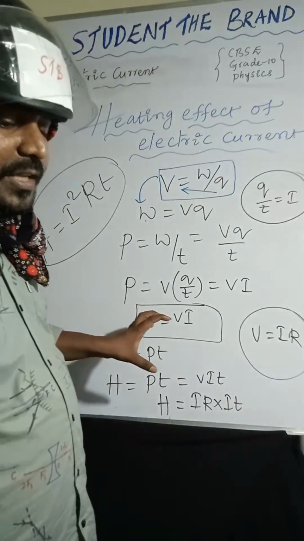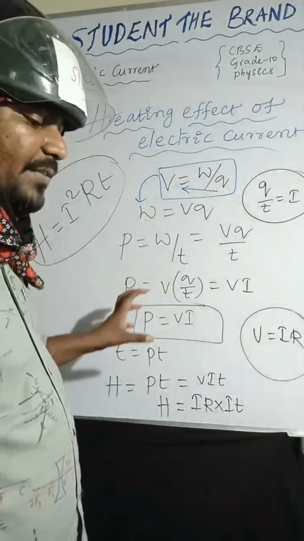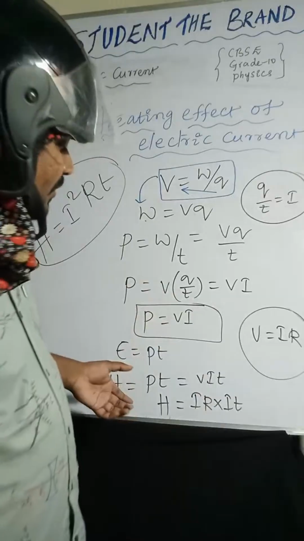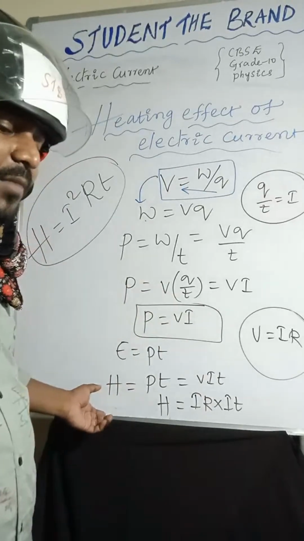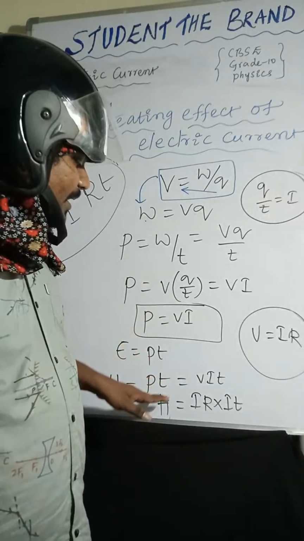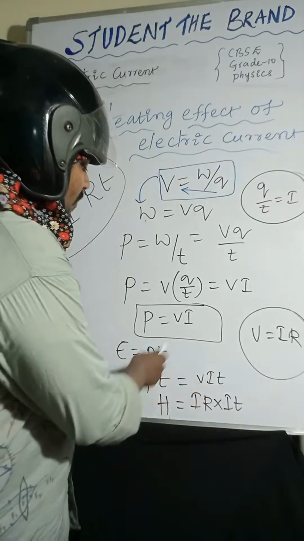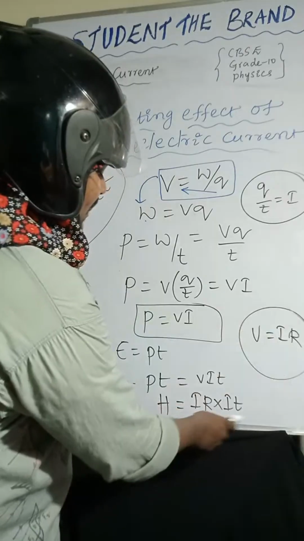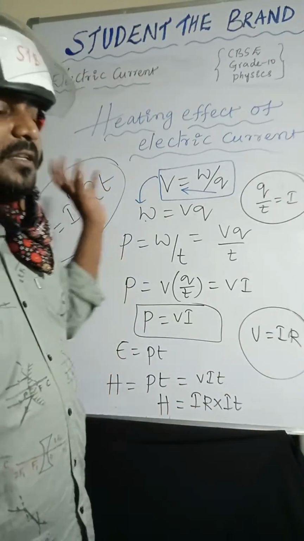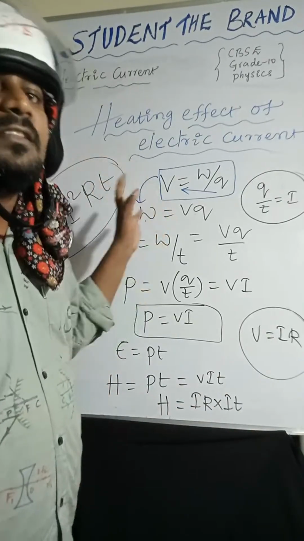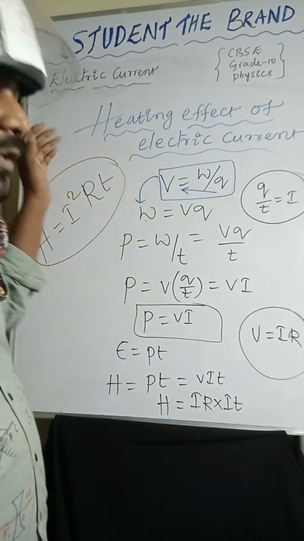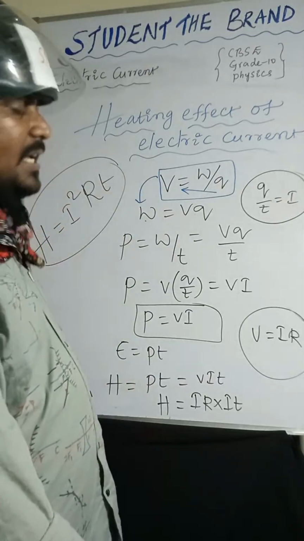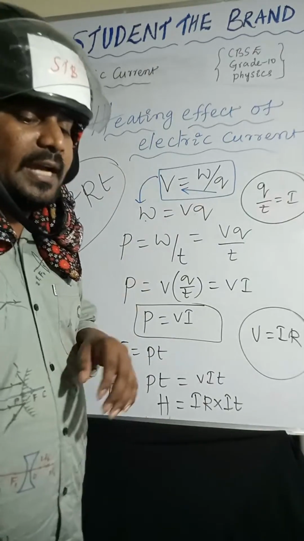Energy is given to the conductor, that is P into T. Whatever energy is given to the conductor will become heat. H equal to P into T. So we know P equal to VI, V equal to IR, IR into I into T. H is heat produced in the conductor. Heat produced in the conductor is directly proportional to square of current, directly proportional to resistance, directly proportional to time.